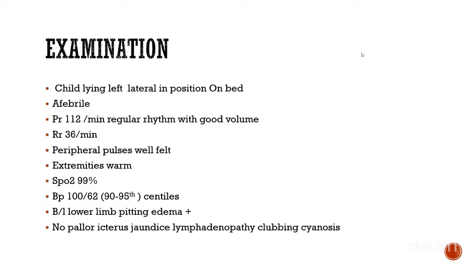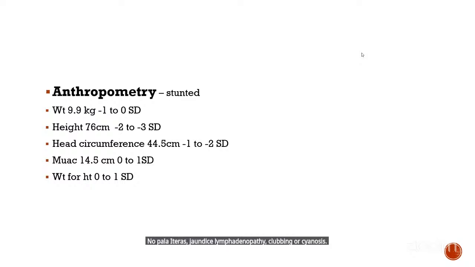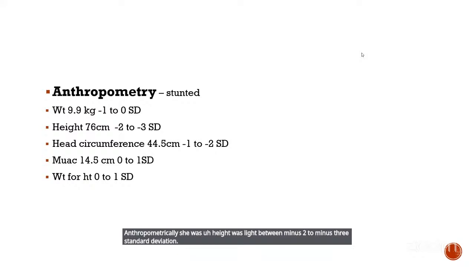On examination, child was lying in left lateral position on bed. She was febrile. Pulse rate was 112 per minute, regular in rhythm with good volume. Respiratory rate was 36 per minute. Peripheral pulses well felt. Extremities were warm. Saturation was 99%. BP was 100 by 62, which lies in the 90 to 95th centile. Bilateral lower limb pitting edema was present. No pallor, icterus, jaundice, lymphadenopathy, clubbing or cyanosis. Anthropometrically, her height was between -2 to -3 standard deviation, which gives the impression of stunting.